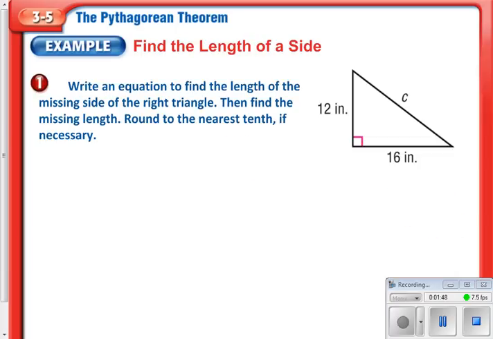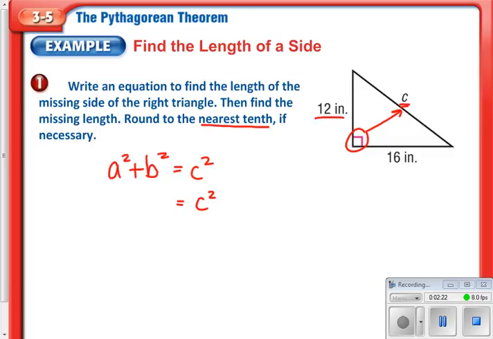So here's our first example. What you're going to need to do is write an equation to find the length of the missing side of the right triangle. Then find the missing length, rounding to the nearest tenth. So first write out your equation. Pythagorean Theorem finds the unknown side. In this case we're trying to find side c. So here's Pythagorean Theorem: a squared plus b squared equals c squared. The unknown is c, which is our longest side, our hypotenuse, opposite that right angle.